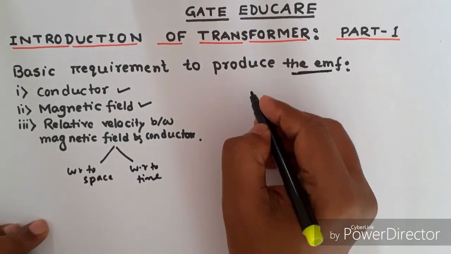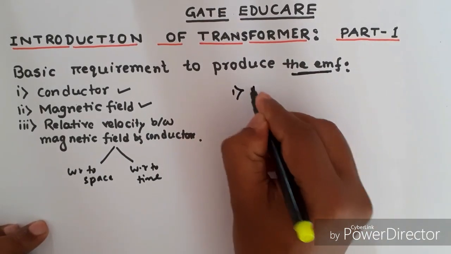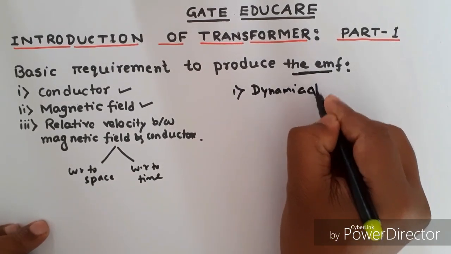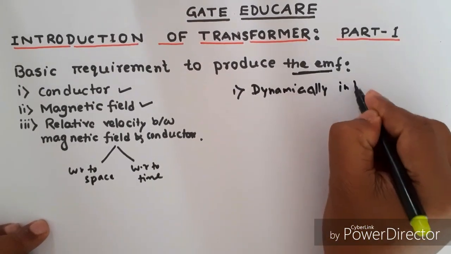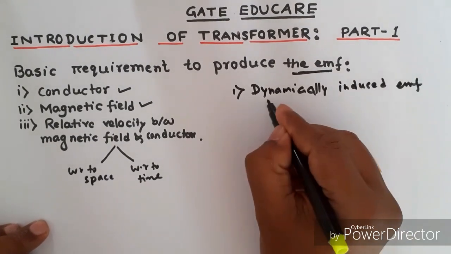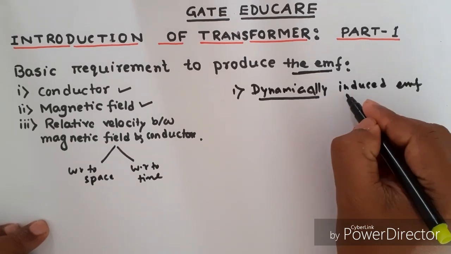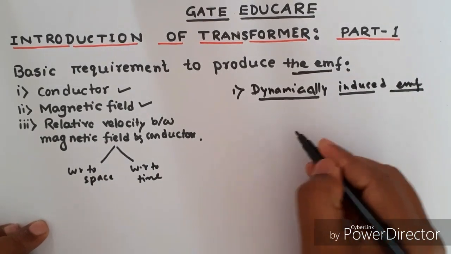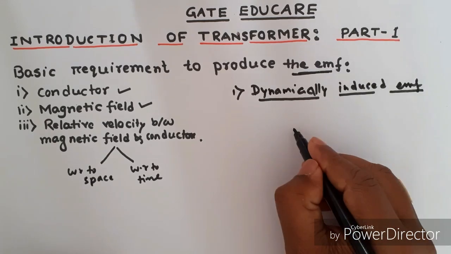There are two types of induced EMF. Number one, dynamically induced EMF. In dynamically induced EMF, the magnetic field is stationary and the conductor is rotating.